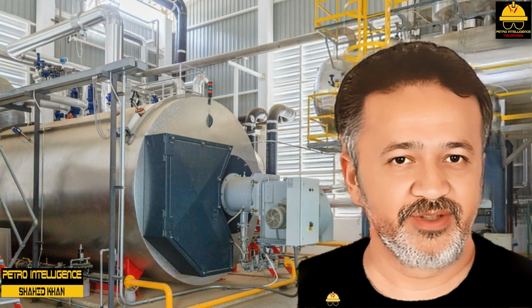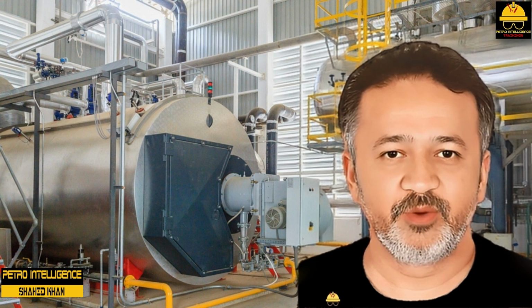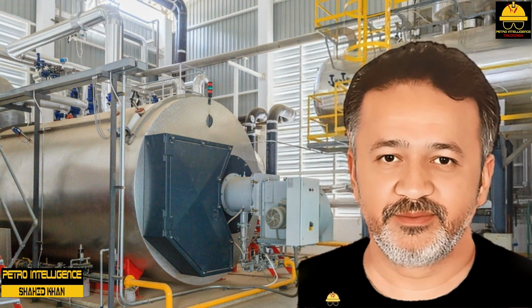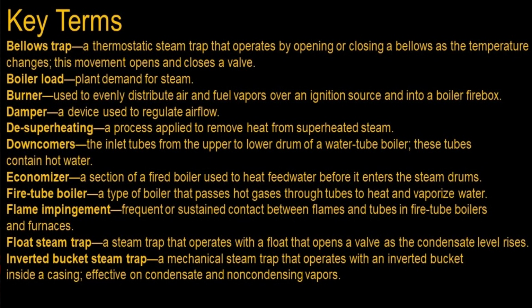Before starting the course, let's have a look at key terms of steam boilers and condensate system. Bellows trap is a thermostatic steam trap that operates by opening or closing a bellows as the temperature changes. This movement opens and closes a valve. Boiler load is the plant demand for steam. Burner is used to evenly distribute air and fuel vapors over an ignition source and into a boiler firebox. Damper is a device used to regulate airflow.